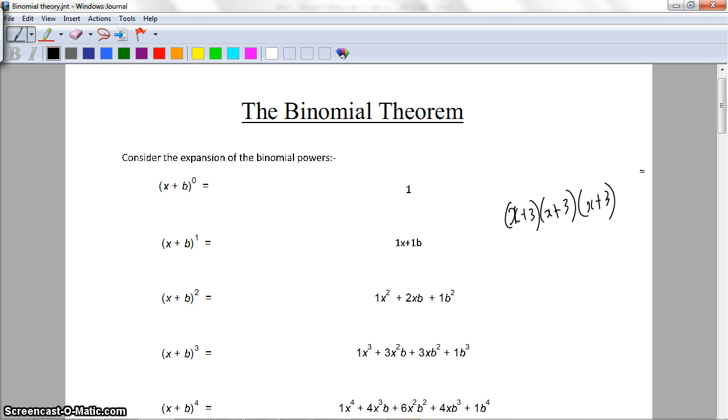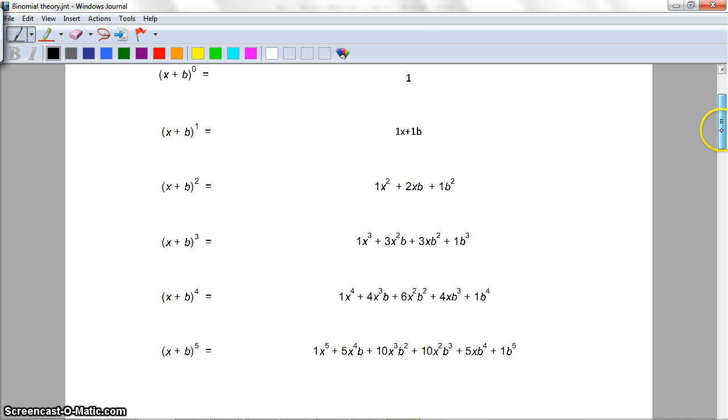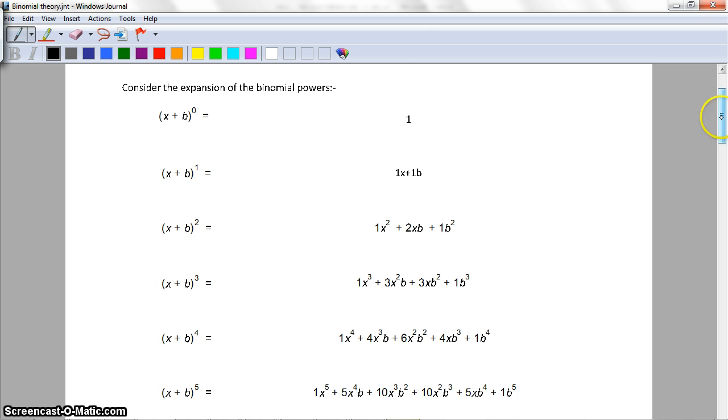Those ones you could probably do by yourselves without too much issue. But then (x + b) to the power of 4, there's just a lot of work involved in it. It gets quite tedious after a while. But if you did, you would get the answer that we've got here. And then I think we go to the power of 5, and that'll be the last one.